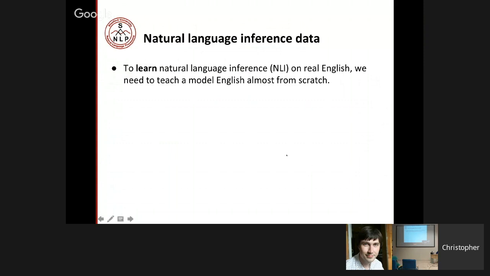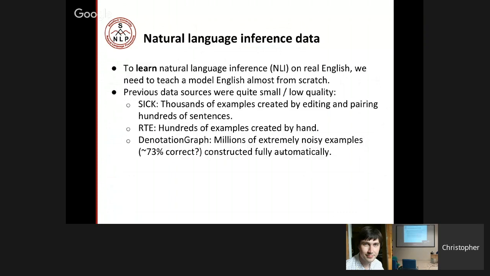Okay, so to learn natural language inference on real English, we need to teach a model English almost from scratch. And previously, there hasn't been a ton of data available for doing that. So I just thought I'd mention one other new resource that we've built recently, the Stanford Natural Language Inference Corpus, which is a very large supply of examples where we got Turkers to write sentences as if they were describing a photo, and then making sentences that were either contradictory or consistent or inferable from another sentence. And so that's quite a nice new resource for testing models for natural language inference.